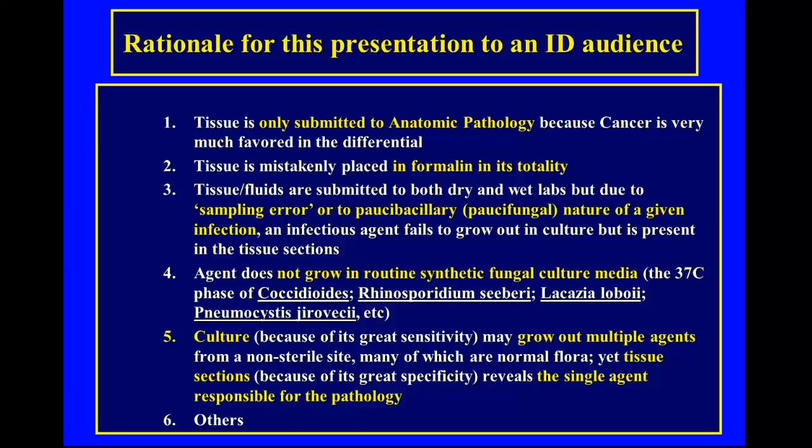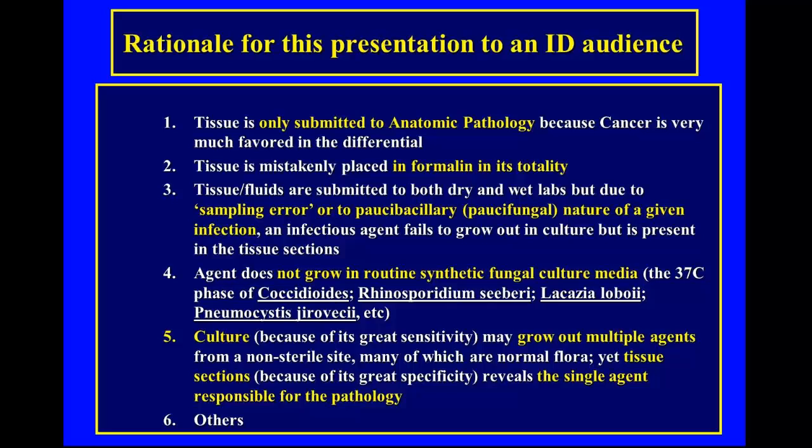Number one is the most common one that I see where I work at the Moffitt Cancer Center. Tissue is only submitted to AP because cancer is very much favored in the differential. Number one, cancer. Number two, cancer. Number three, cancer. Number four, maybe infection. So the surgeon just doesn't think about it. Sends it all to pathology, and lo and behold, when we look at slides, there's granulomas there, and there's organisms there that are pretty pathognomonic.